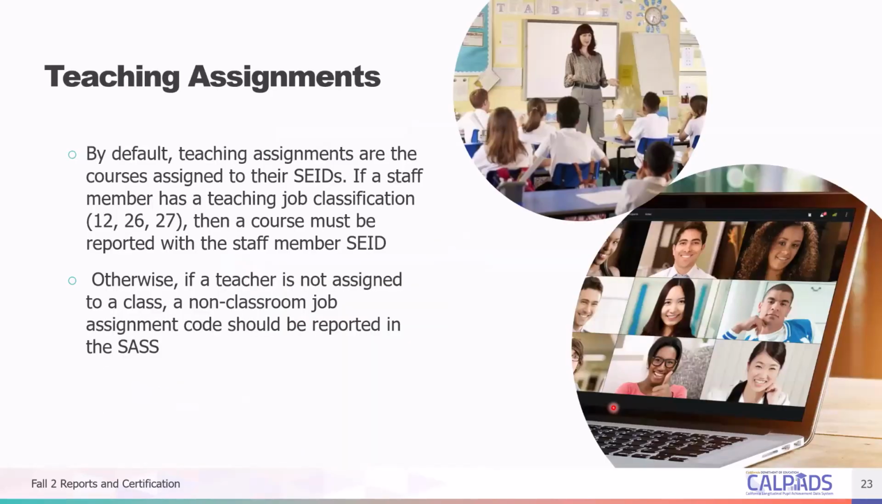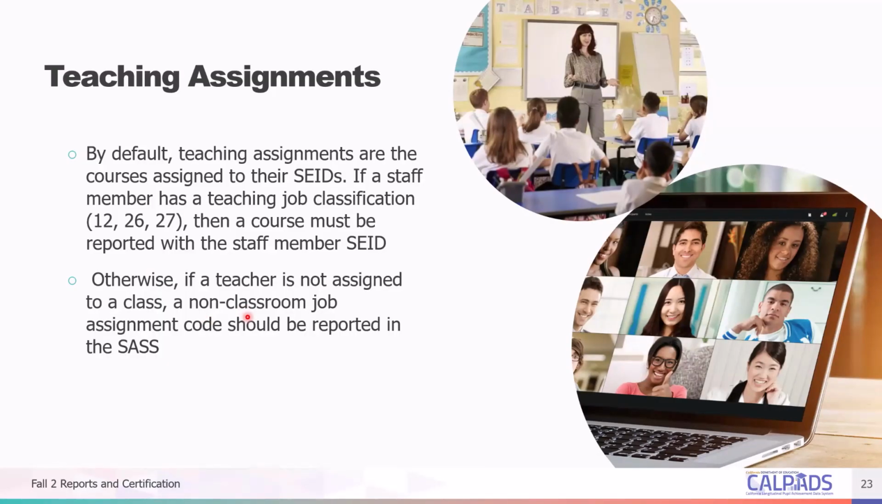All right. By default, teaching assignments are defined by the courses associated with staff members' SEID. If a staff member holds a teaching job classification of 12, 26, or 27, then a corresponding course must be reported using that individual SEID. If a teacher is not assigned to a class, a non-classroom job assignment code must be reported in the staff assignment file to accurately reflect their roles.